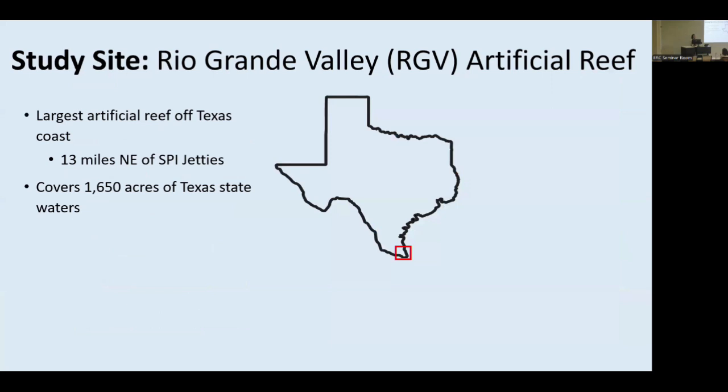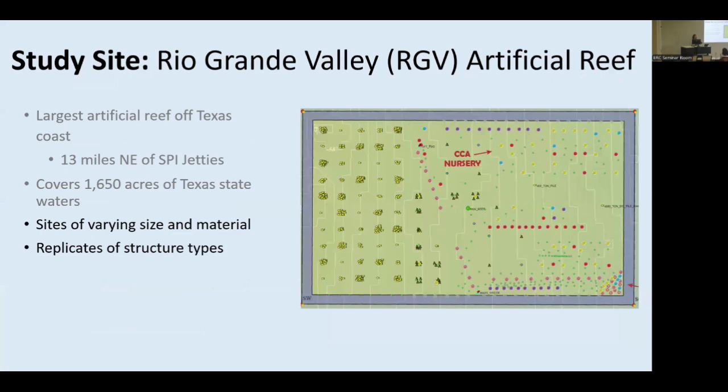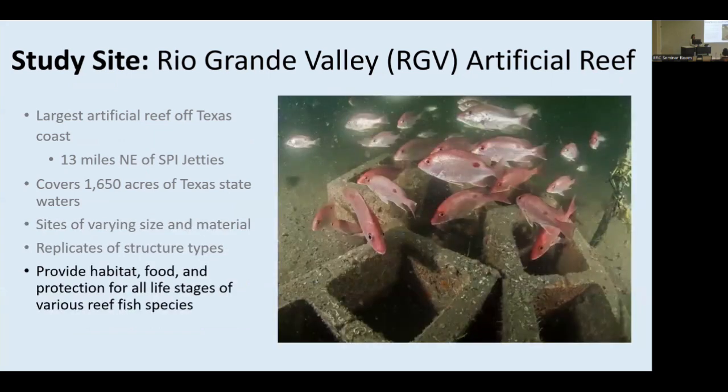Onto our study site, which you may have heard of before, is the Rio Grande Valley Artificial Reef. This is the largest artificial reef off of the Texas coast. It's located 13 miles northeast of the South Padre Island jetties, and it covers over 16 acres of Texas state waters. The reef consists of sites of varying size and material, as well as replicates of these structure types. And we also know that this reef provides habitat, food, and protection for all life stages of various reef fish species, such as these red snapper here.